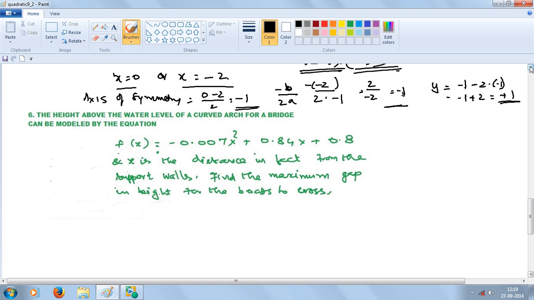So we will do a word problem also in this. The height above the water level of a curved arch of a bridge can be modeled by the equation f of x, where x is the distance in feet from the support wall. Find the maximum gap in height for boats to cross.